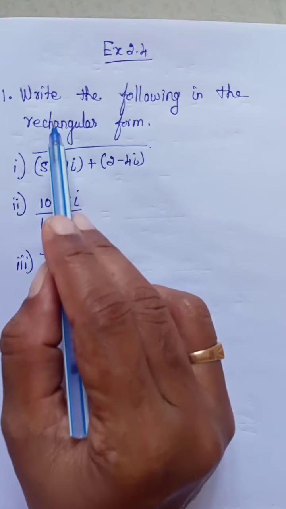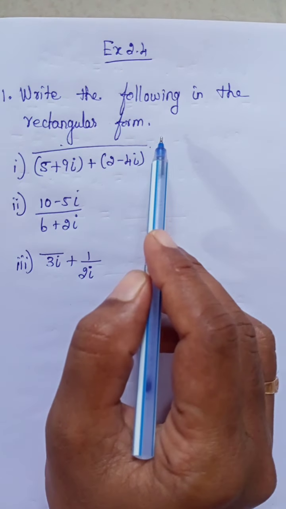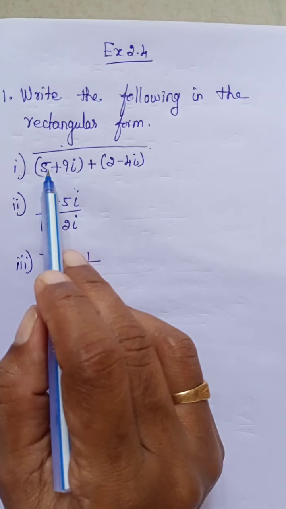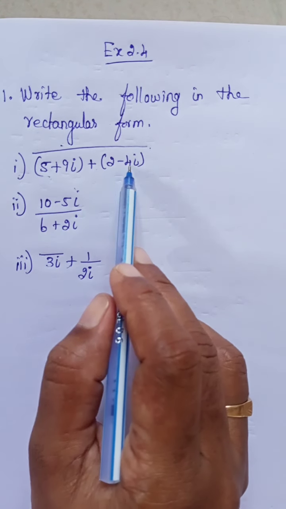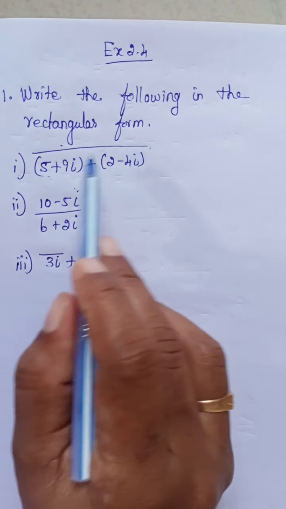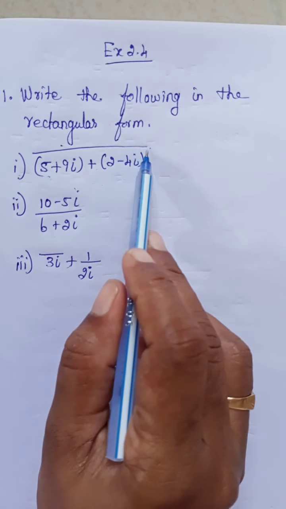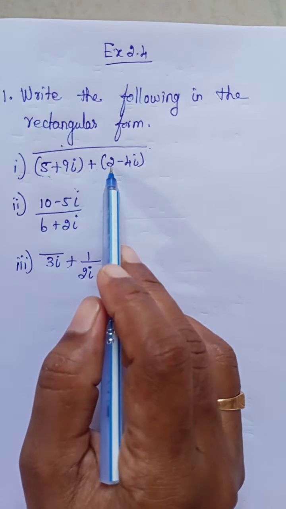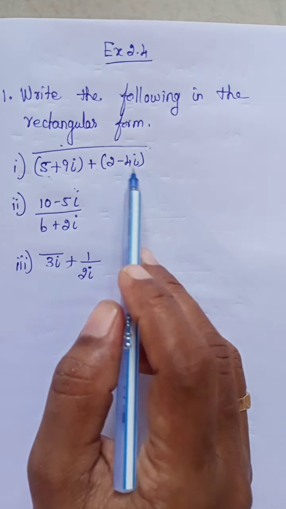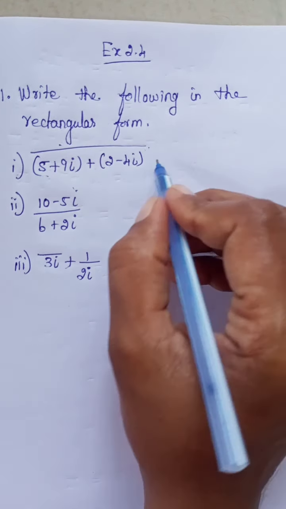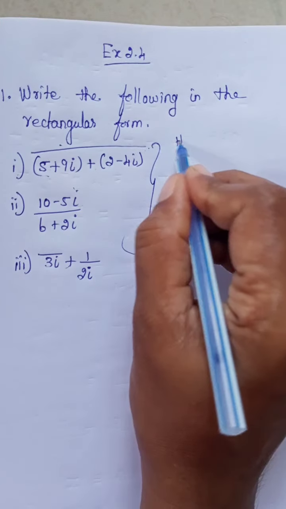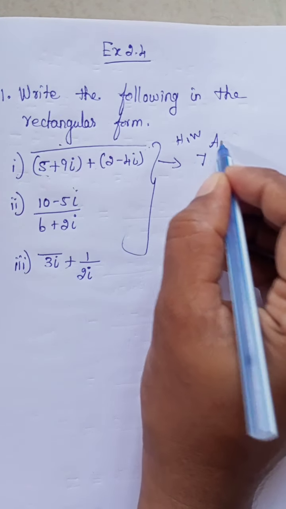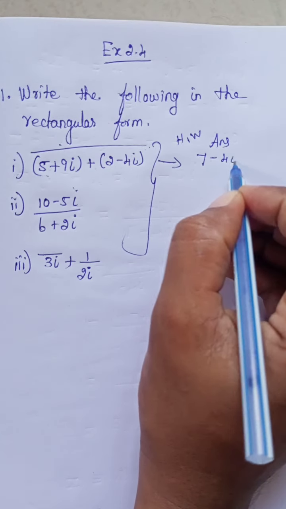Exercise 2.4. Write the following in the rectangular form. 3 subdivisions are there. See, first one is the bar of (5 + 9i) plus (2 - 4i). You can separate the bar, isn't it? So afterwards it will become 5 minus 9i and it will become 2 plus 4i. Add it and write the answer. Okay, so these 2 problems are homework for you. And for this the answer will be 7 minus 4i.